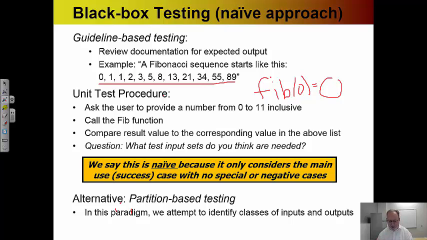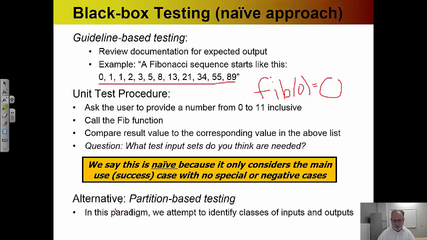Second, it's naive because it's kind of brute forcing it and testing all the values. Do we need to do that? Can we verify that the mathematical function is working correctly by only using a subset of these tests so we can be more efficient? In that case, we would do something called partition-based testing, which is a little bit better. Guideline-based testing in and of itself is effective. Yes, it's something you should do.